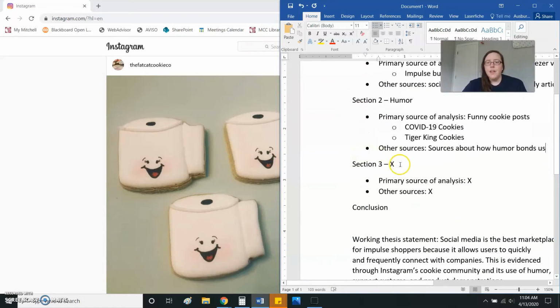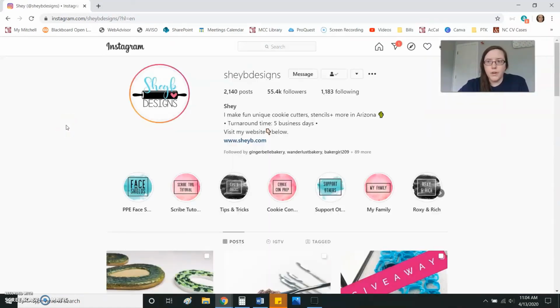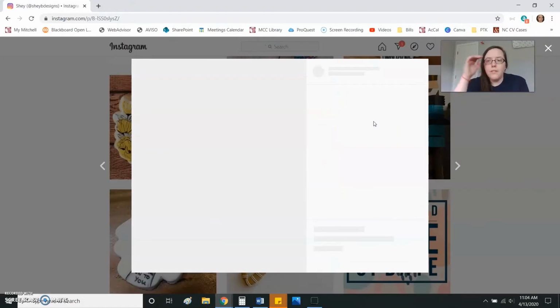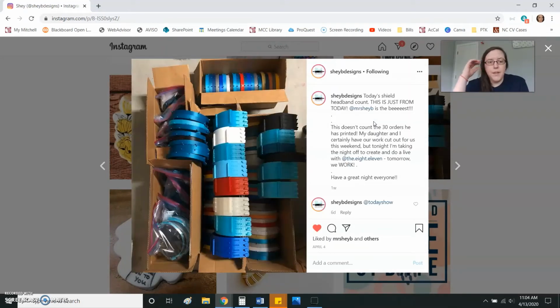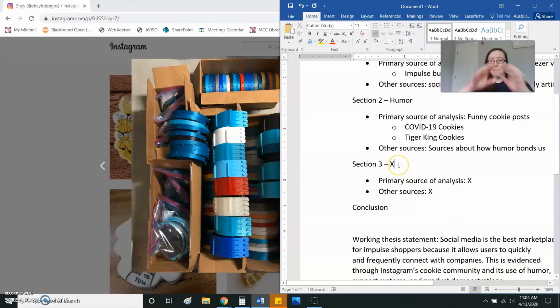The other thing that I noticed is that there's a lot of support in the cookie community as well. One of the people that I follow a lot on Instagram is working to make face shield headbands with their 3D printers. There are actually a whole bunch of people who 3D print cookie cutters who are now 3D printing face shields and the supplies to create the face shields. And so I noticed a lot of support in that community, kind of like a call to action type thing.